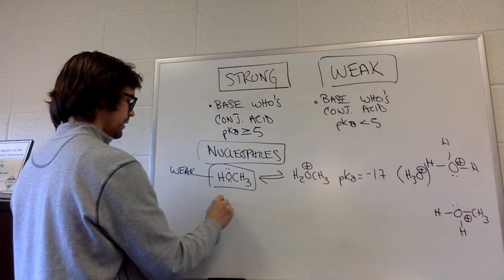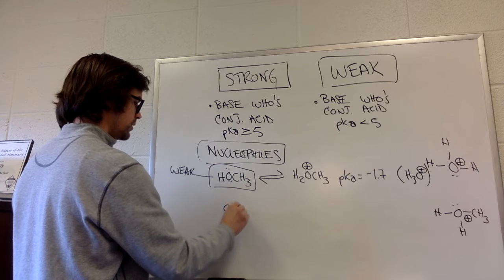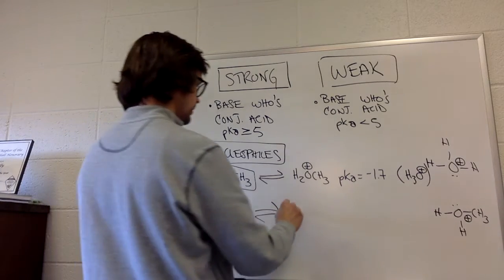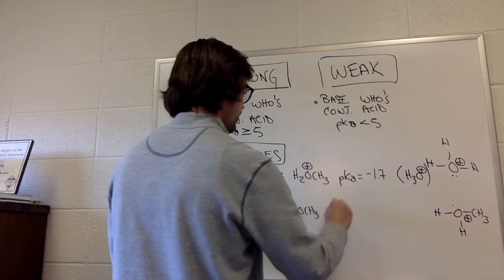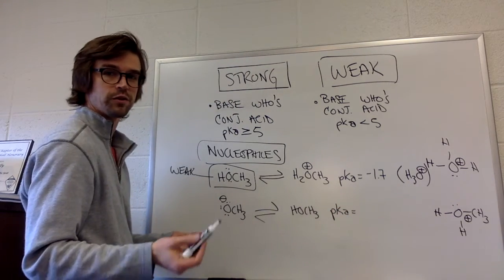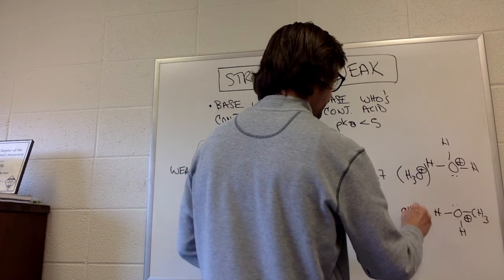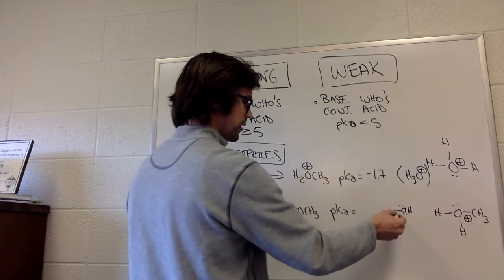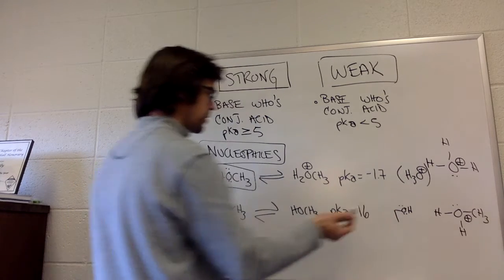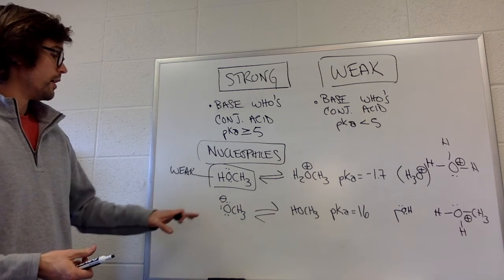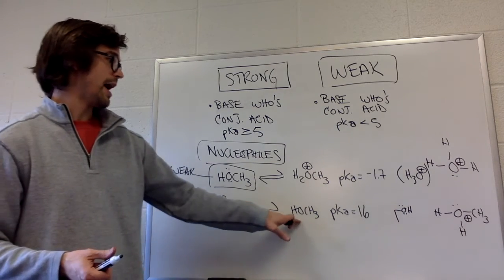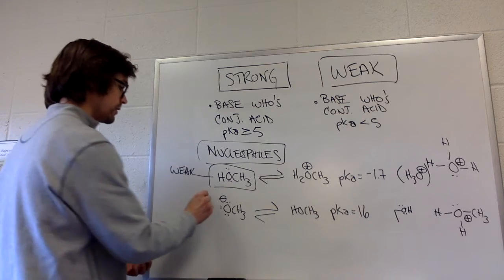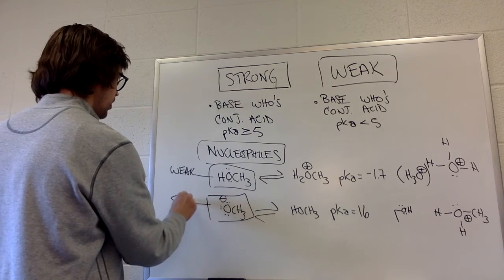What about its deprotonated version? So OCH3 minus. Is this strong or weak? Let's look at its conjugate acid, HOCH3. This pKa is going to be really similar to another one on the list. One thing that's on the list is ethanol. This pKa is 16. Methanol, just with a CH3 instead of a CH2CH3, is also going to be around 16. So this guy's conjugate acid has a pKa greater than 5, right? Which means it's a strong base. So this guy here is a strong base, a strong nucleophile.